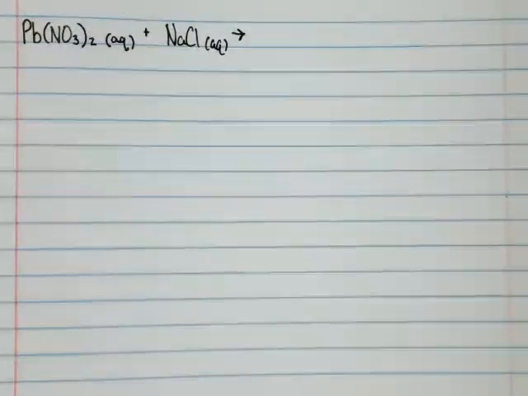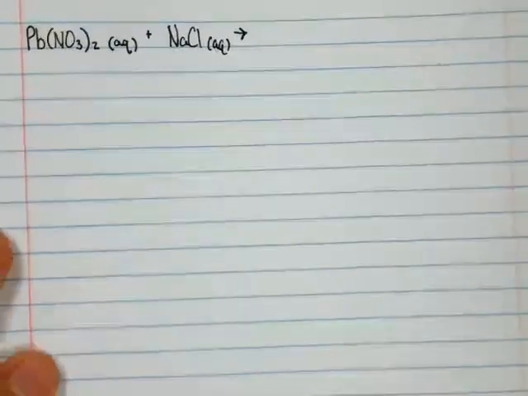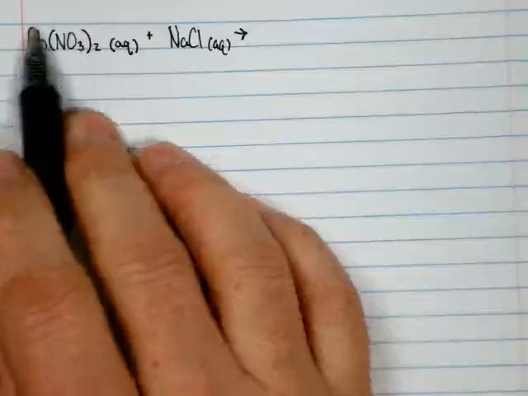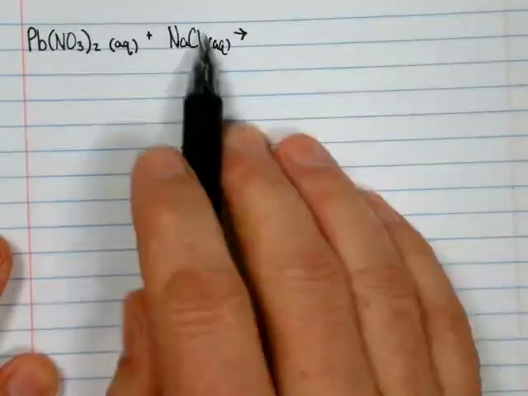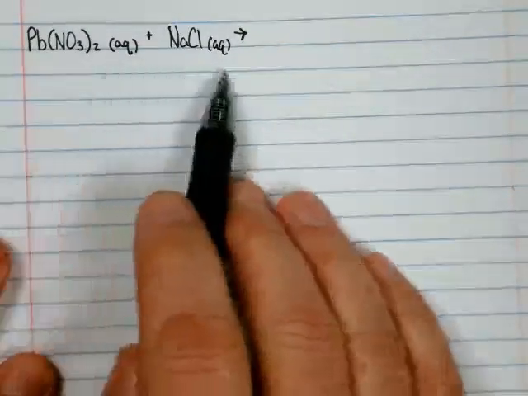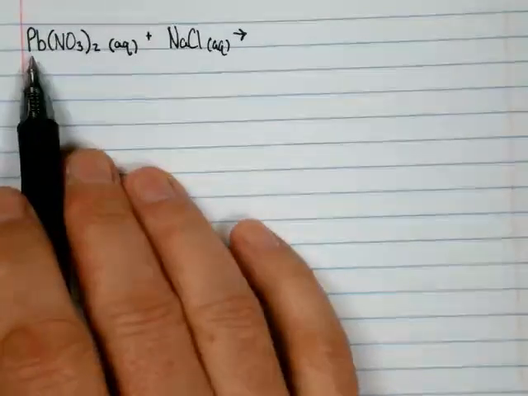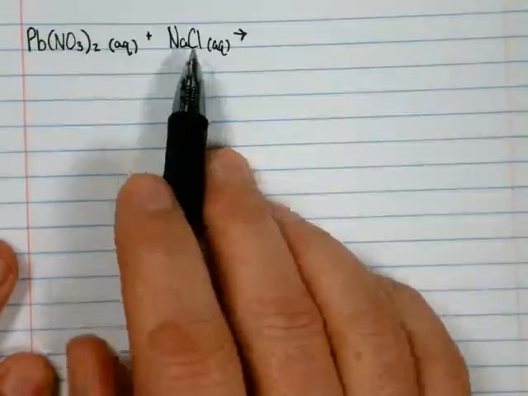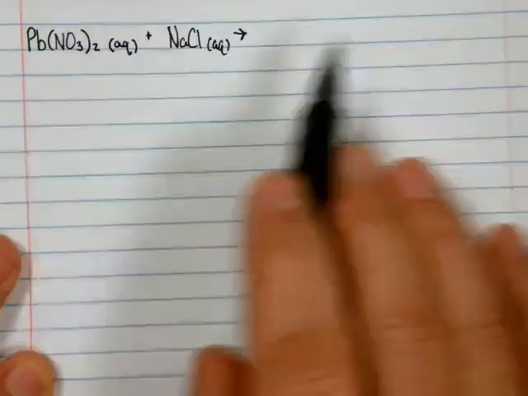Double replacement. I didn't hear what you said, Brad. You didn't say anything? Double replacement. So this is a double replacement. The way we know this is because you have an ionic compound and an ionic compound. They're both aqueous. So ionic compound plus ionic compound yields 2 new ionic compounds.